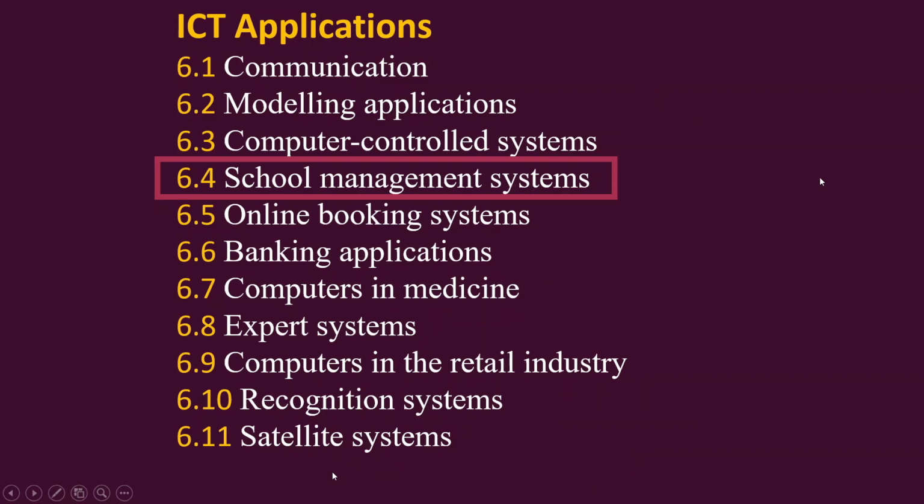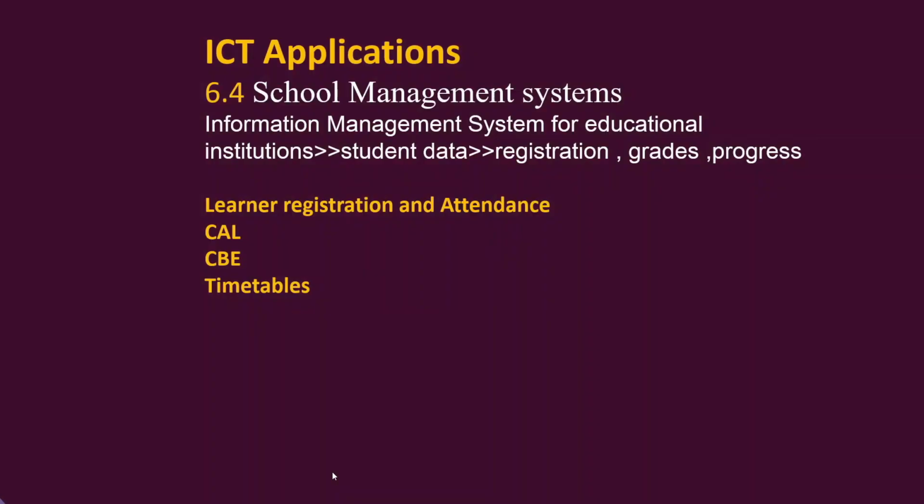Fourth application is the school management system. School management systems are information management systems for educational institutions. They would allow the management of student data. They also have some facilities like the registration, the grade, the follow up of the students. We have learner registration and attendance, computer aided learning, computer based exams, and timetables.